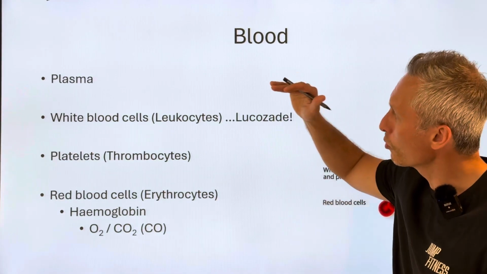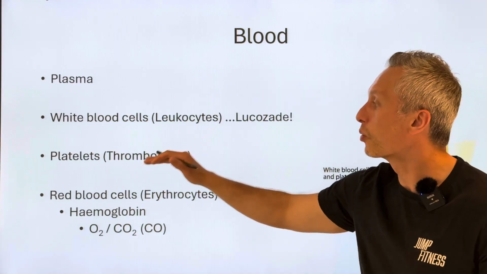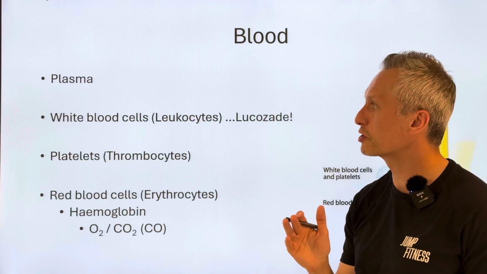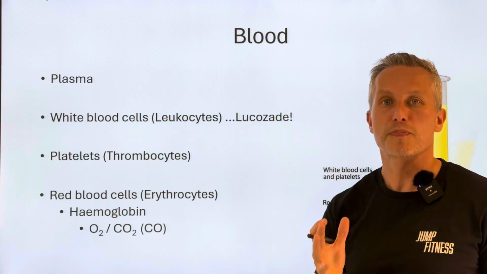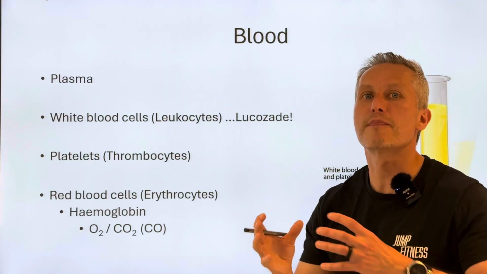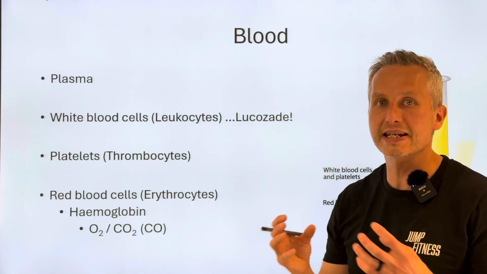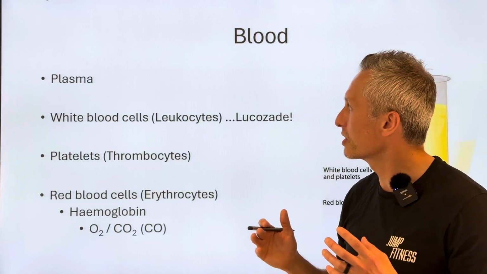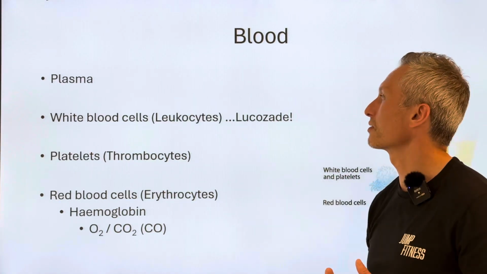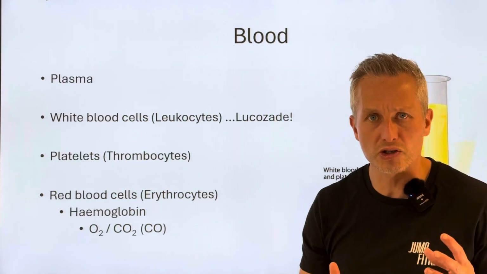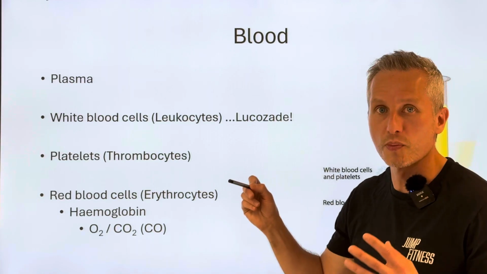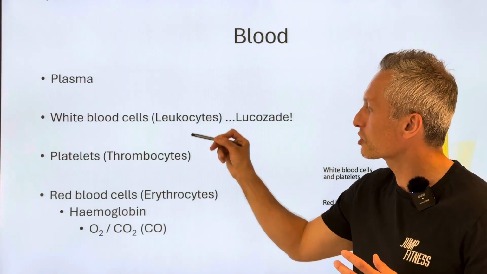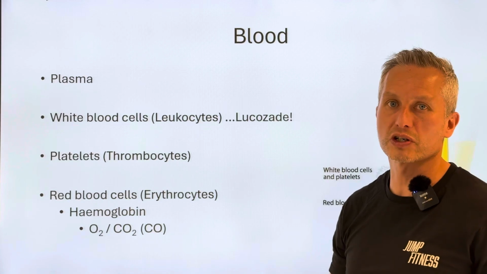So what are the components of blood that we need to know about on the Gym Instructor course? Number one, plasma. Plasma is just like the background liquid of blood. It is the liquid that everything else is floating around in. So there's other things that are going to be floating around in the plasma, electrolytes, proteins, those sorts of things, but we are predominantly interested in these three blood cells on the Level 2 Gym Instructor course.